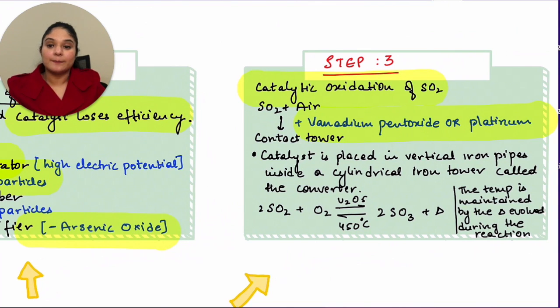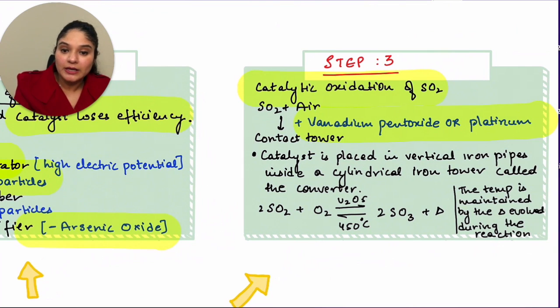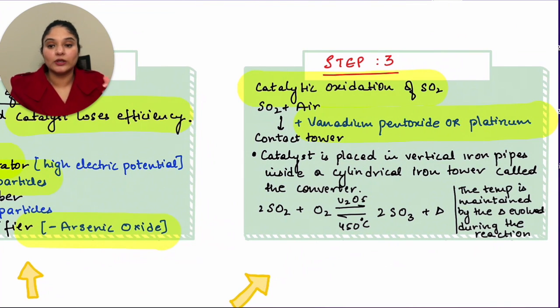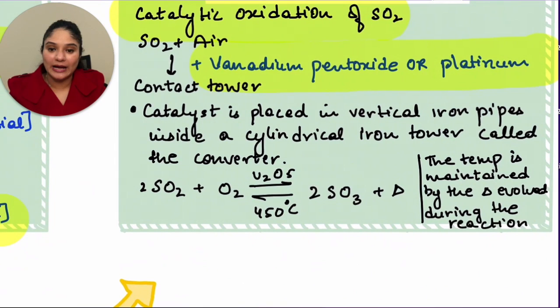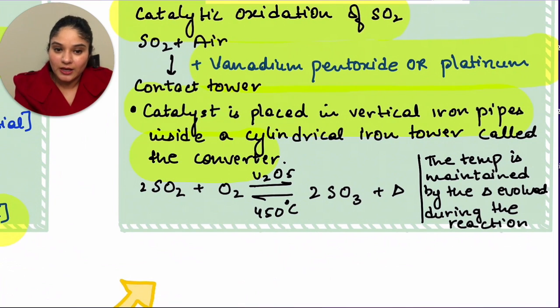So SO2 plus air plus vanadium pentoxide or platinum in the contact tower. In the contact tower is where your catalytic oxidation is happening, and that is the reason this process is known as contact process. Now, the catalyst is placed in vertical iron pipes inside a cylindrical iron tower called the converter. If they ask where the catalyst is placed in contact process, it is placed in the converter, a cylindrical iron tower.